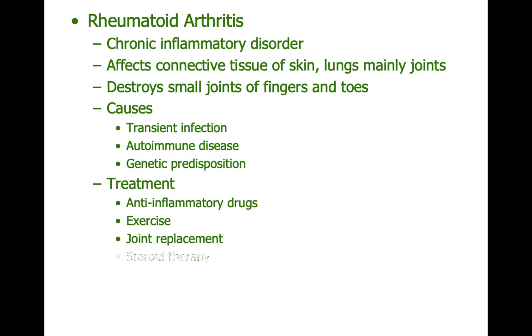Joint replacement, steroid therapy, and biologics. This is a new class of medication. Enbrel, Humira, Orencia, these are all examples of biologics. All of these meds can help suppress the immune system. That's what steroid therapy is going to do. That's what the biologics do in an attempt to minimize the pain and damage that occurs through rheumatoid arthritis.